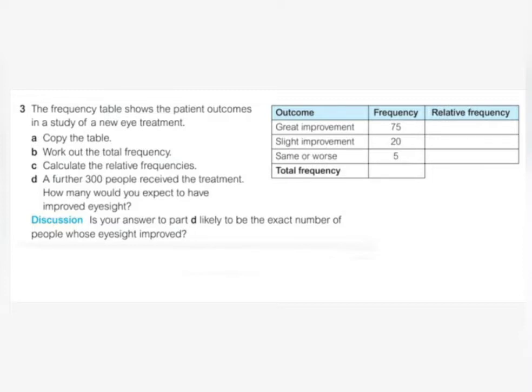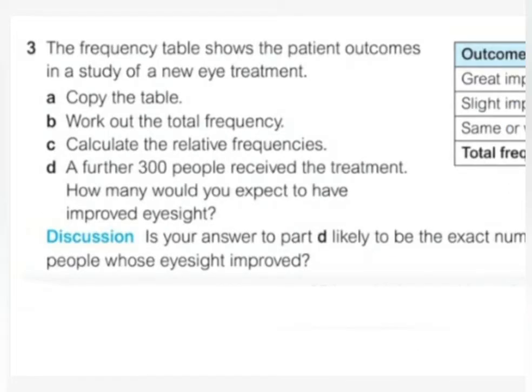In this video, we're going to talk about estimating probability and how to find the relative frequency of each event. Question 3 says, the frequency table shows the patient outcomes in a study of a new eye treatment. A. Copy the table in your notebooks and then work out the total frequency.